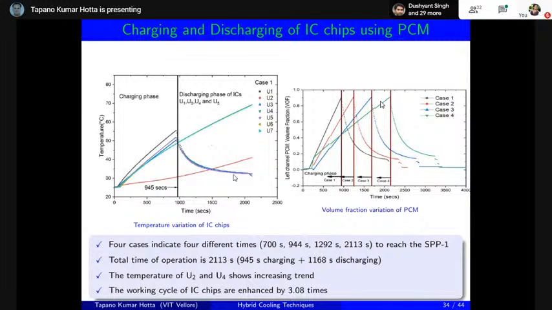Charging and discharging is required because you want to regain the same state again. Solid to liquid, you have to again come back to the same solid state. So we have gone for the same charging as well as discharging. And what is the beauty? We found that the working cycle of the chips has been enhanced by 3.08 times.